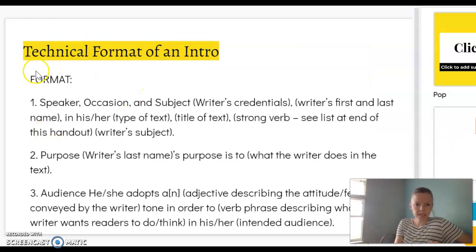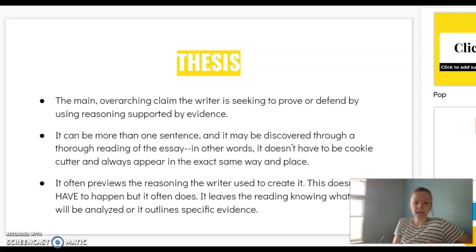Okay, so the technical format, I wanted to bring that up again just because we're still looking at it. These would be all the things that you wanted to have. If you're the kind of person who likes to check things off a list, that would be a good place to start. Okay, so within that introduction, you have your thesis.